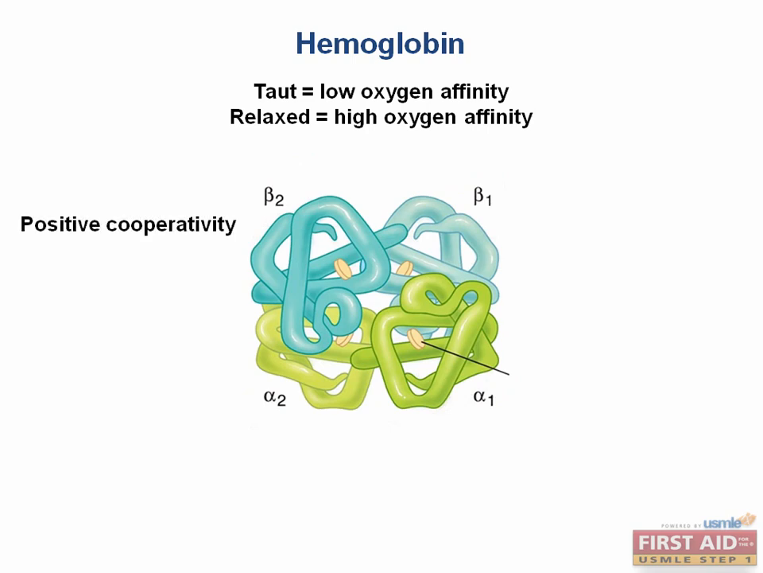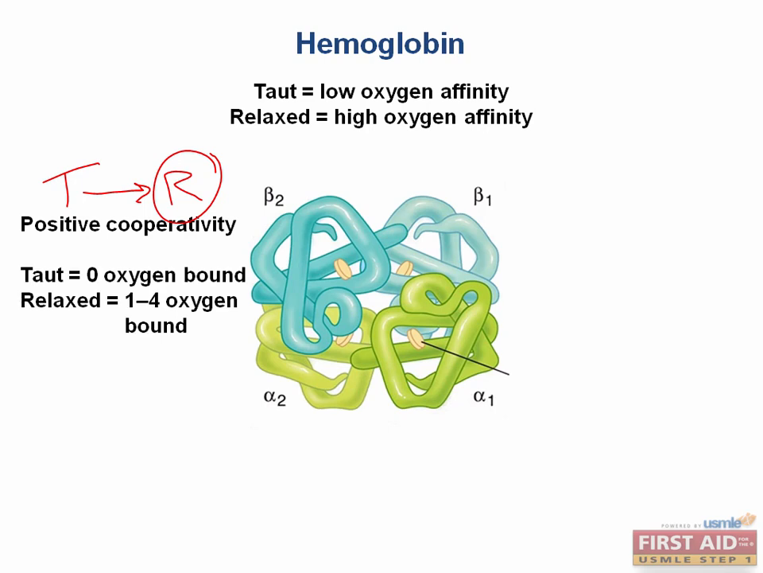What does this mean? This means the binding of the first oxygen molecule pushes the hemoglobin into the R or relaxed state by tugging on the histidine residue. This makes it easier for oxygen to bind to the other 3 heme groups. So the only time hemoglobin is in the taut state is when no oxygen is bound, and it's in the relaxed state when 1 to 4 oxygen molecules bind. This explains the sigmoidal nature of the oxygen-hemoglobin dissociation curve, which I'll show you in a bit.